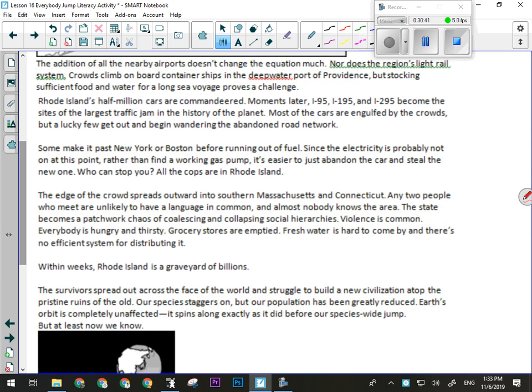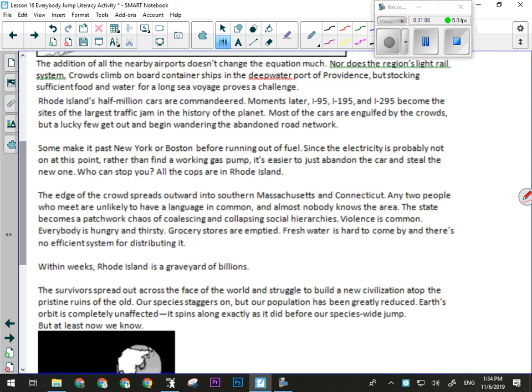Now, the edge of the crowd spreads out towards southern Massachusetts and Connecticut. Any two people who meet are unlikely to have a language in common. Almost nobody knows the area. The state becomes a patchwork of chaos and coalescing and collapsing social hierarchies. Still sounds like The Walking Dead. Violence is common. Everybody is hungry and thirsty. Grocery stores are empty. Fresh water is hard to come by, and there's no efficient system for distributing it.